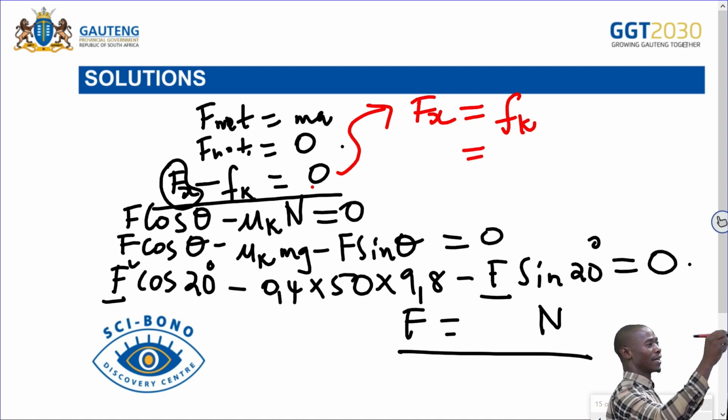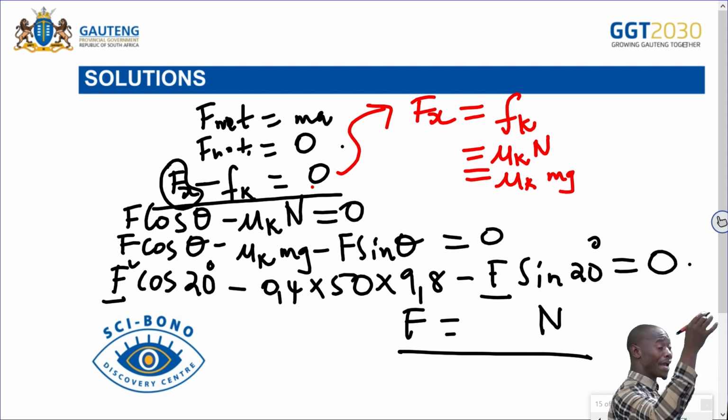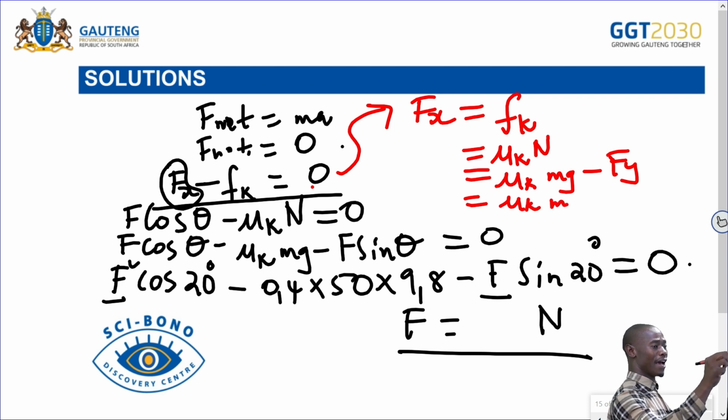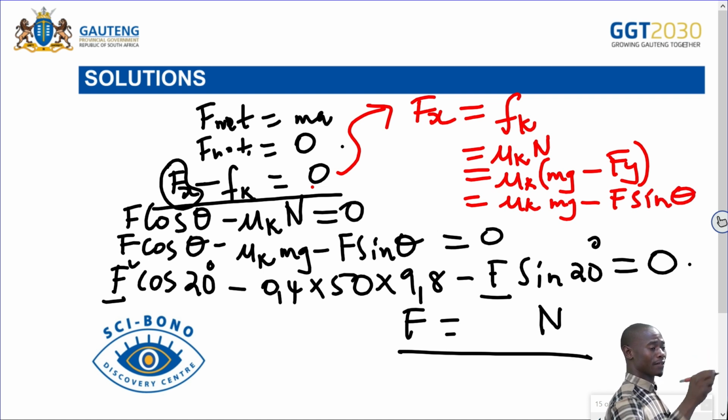Then Fk is given by mu k N, which is mu k mg, because it should be weight minus Fy. So it's mg minus Fy, which is mu k mg minus Fy, which is going to be F sine theta. All right?